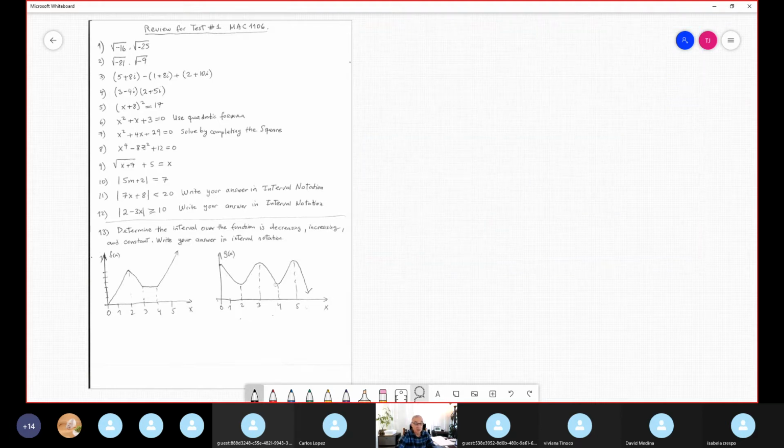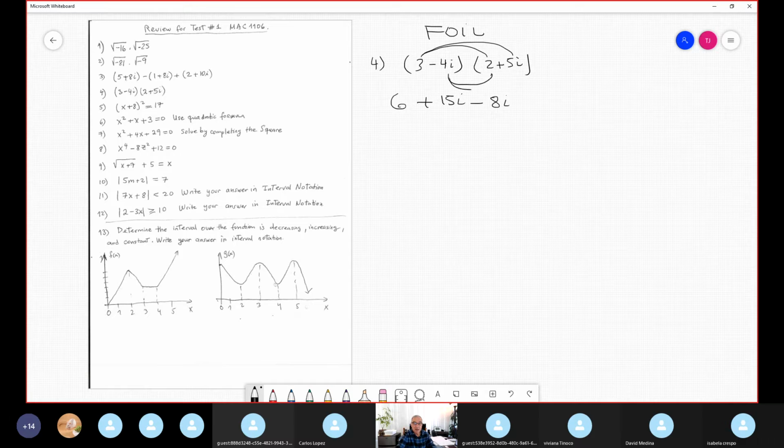Number 4, yes, it's multiplication. Multiply 3 minus 4i times 2 plus 5i. It's obvious, in this case, you can FOIL. 3 times 2 is 6. 3 times 5i, 15i. This is minus 8i. And this is minus again because of negative and positive. There is 20i squared.